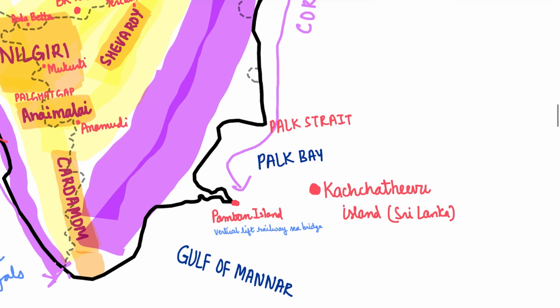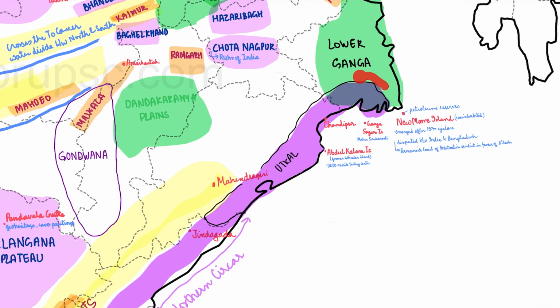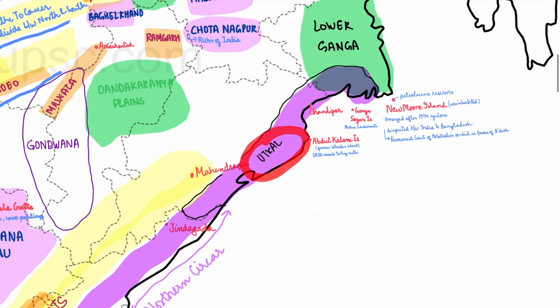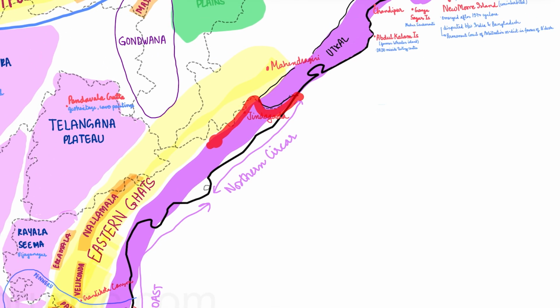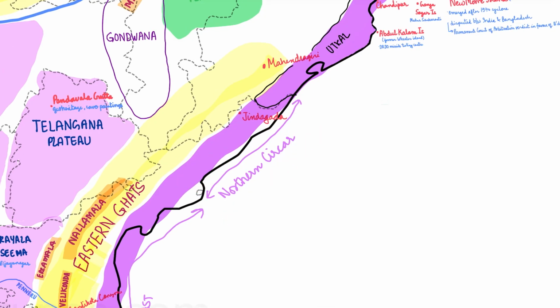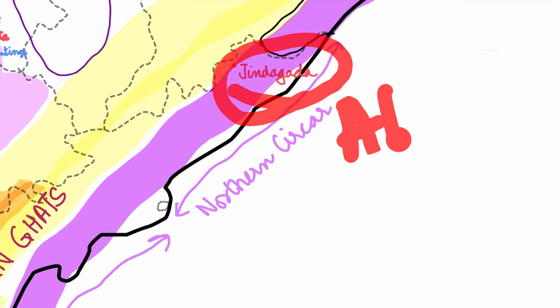Then moving towards the eastern coast. The eastern coast is divided as follows. From this area, from Bengal to Odisha, we have the Utkal coast. You might have heard the national anthem, Jana Gana Mana, and there is a line that says Dravida Utkala Banga. So this is the Utkal. Then from Andhra Pradesh, towards the middle of Andhra Pradesh, we have the Northern Circars. Within the Northern Circars, we have Jindagada, which was also in news, which is in Andhra Pradesh.